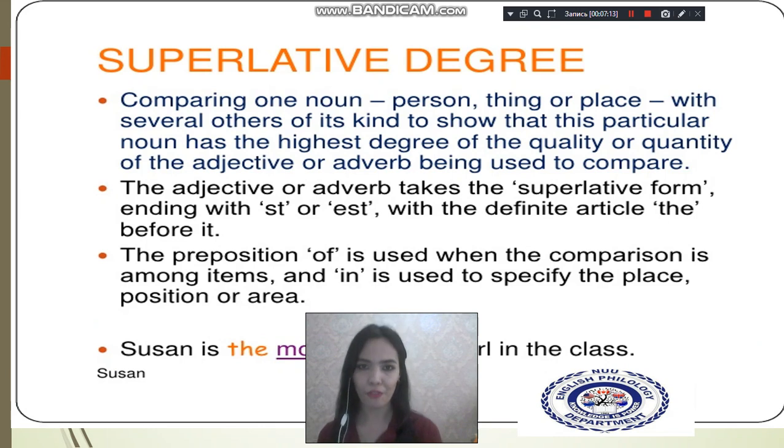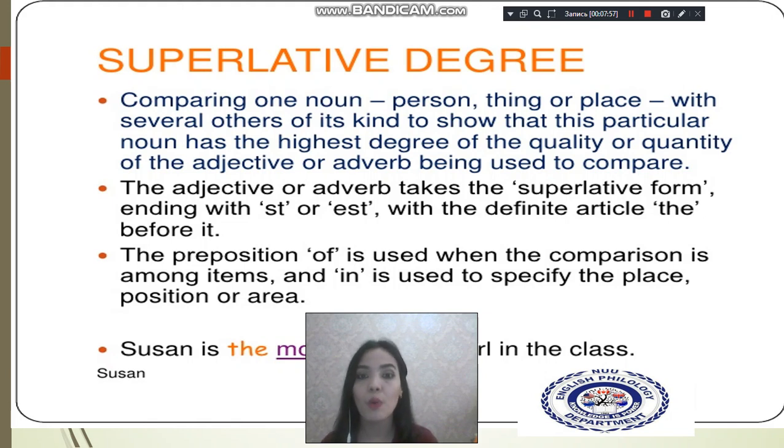And the last type of degree of comparison is superlative degree. Comparing one noun, person, thing, or place with several others of its kind to show that this particular noun has the highest degree of quality or quantity of the adjective or adverb being used to compare. The adjective or adverb takes the superlative form ending with st or est with the definite article the. The preposition of is used when comparison is among items, and in is used to specify the place, area, or position. Let's look at the example.